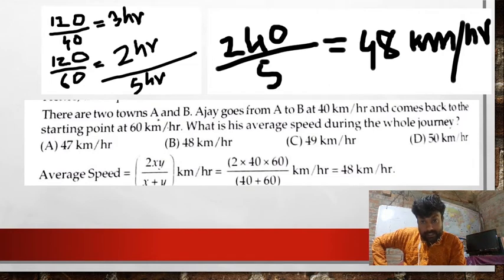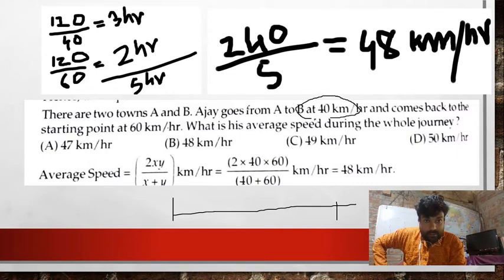Next, here are two towns, A and B. Ajay goes from A to B. First we understand what the actual question is asking. He goes from A to B at 40 kilometer per hour, and comes back at 60 kilometer per hour. What is the average speed during the whole journey?